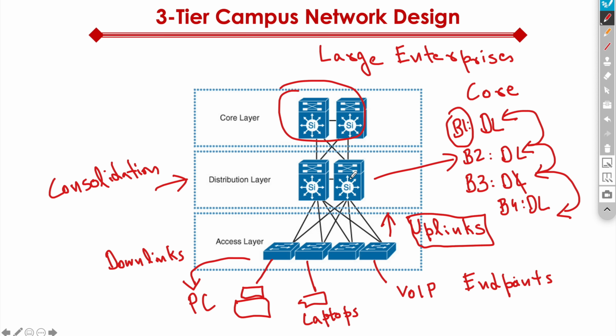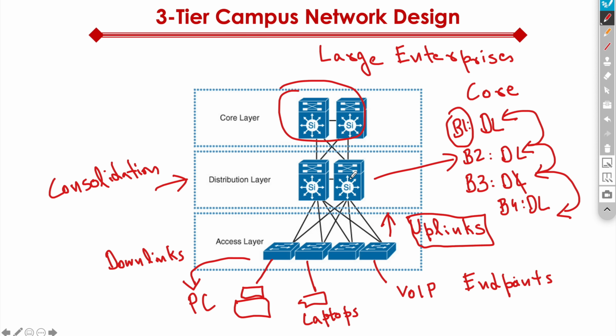And another reason we need hierarchy is because it's easier to troubleshoot, it's easier to design our network, plus it's easier to make purchasing decisions. When you're looking at buying access layer switches versus distribution layer switches or core layer switches, each layer serves a different purpose.